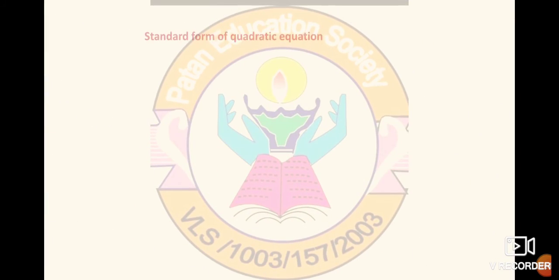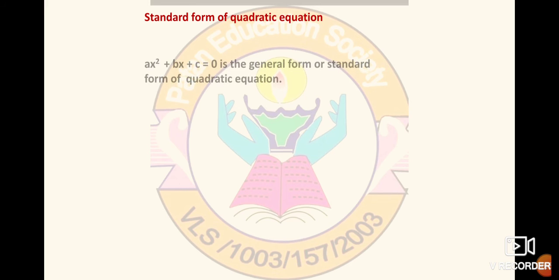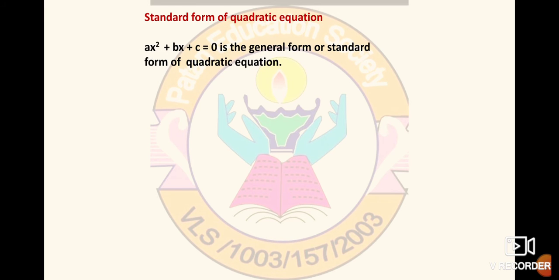Now let us see the next point from the topic, standard form of a quadratic equation. Ax square plus bx plus c is equal to 0 is the general form or standard form of a quadratic equation, in which a, b and c are real numbers.